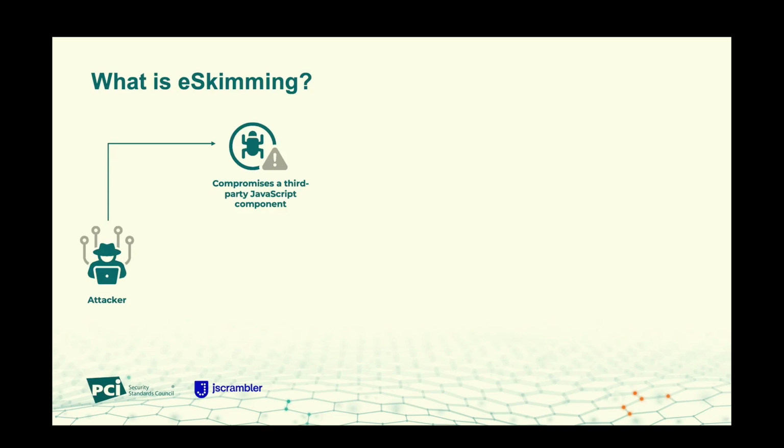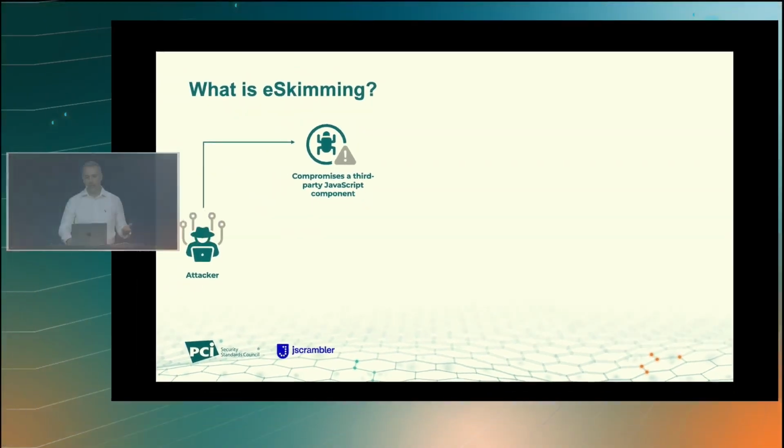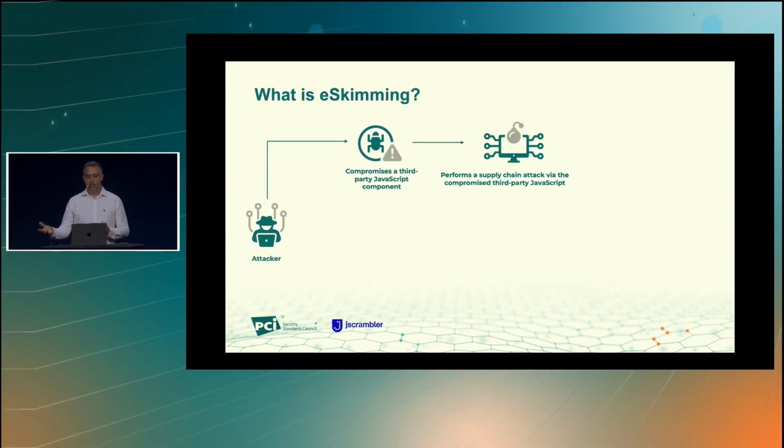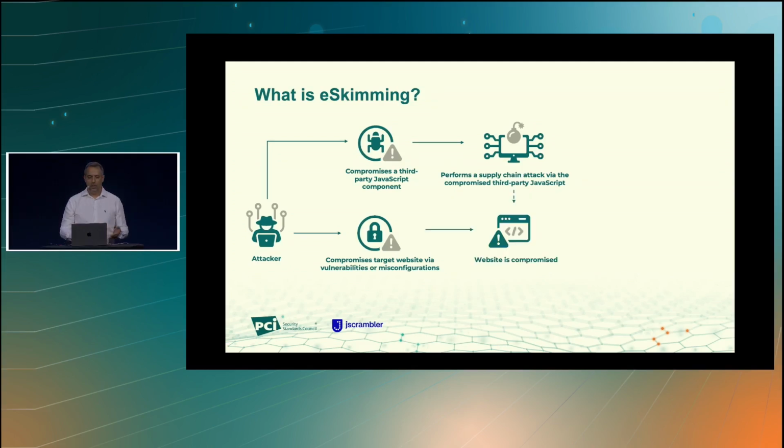So simply put, e-skimming is the digital equivalent of a skimming attack. There are several ways it can unfold. For instance, you can have a JavaScript component becoming compromised, and later the merchant will download this file or link to this file. Or it could be that the attacker will just look for a vulnerability, like an injection vulnerability or a misconfiguration on the merchant website, and then plant the JavaScript. Either way, the website is now compromised.